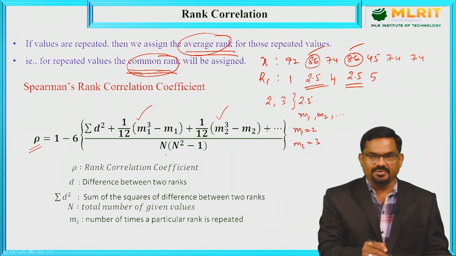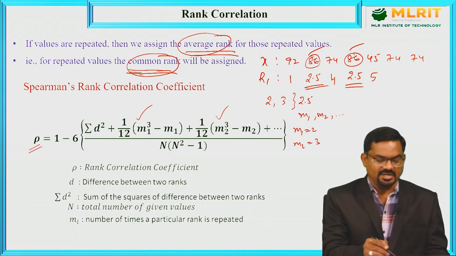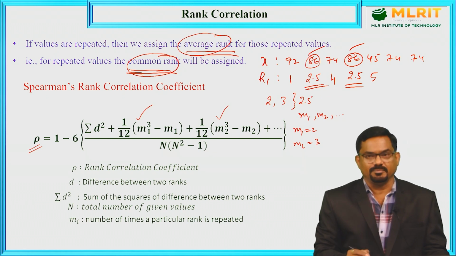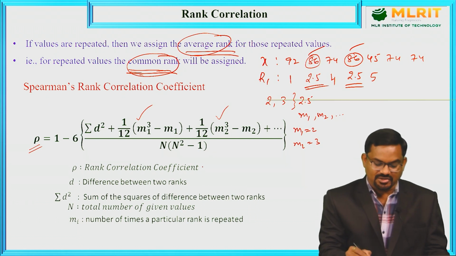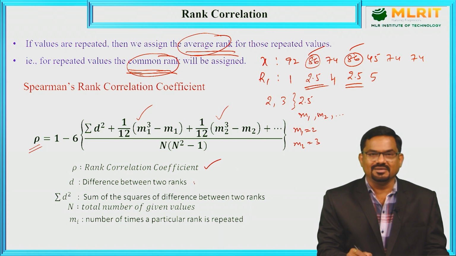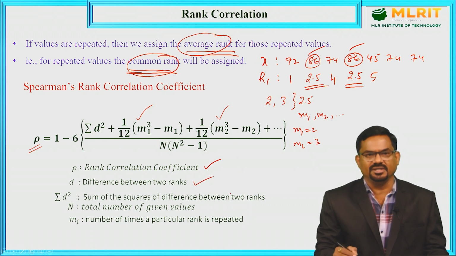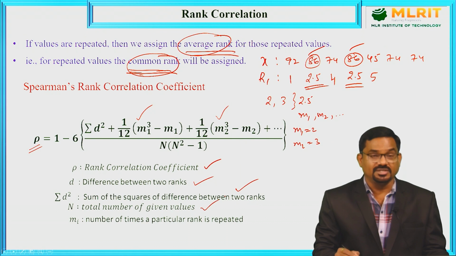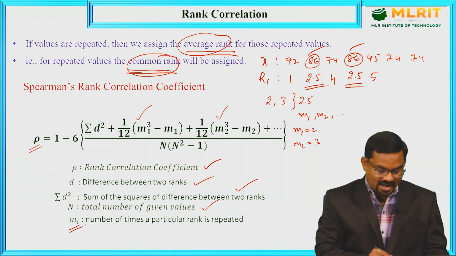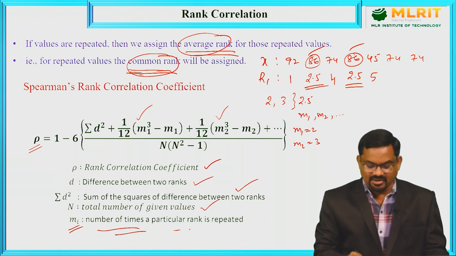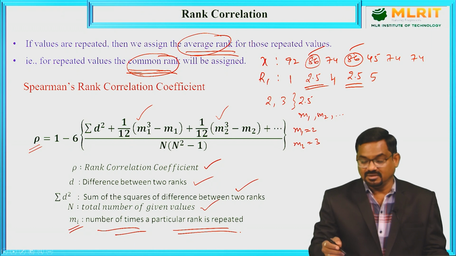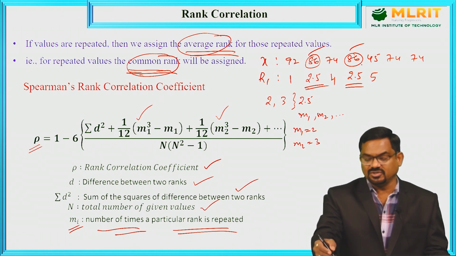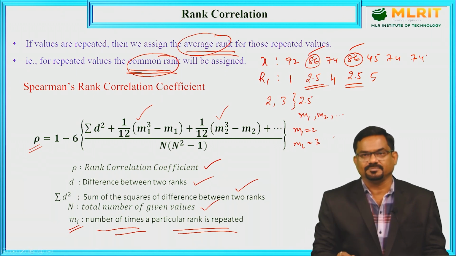So, we use a different formula to find the Spearman's rank correlation coefficient when the values are repeated. Here rho is the rank correlation coefficient, d is the difference between the ranks, sigma d square is the sum of the squares of differences between two ranks, total number of values is capital N, and m i is the number of times a particular rank is repeated. So, as an example, here m1 is 2, m2 is 3 and so on.